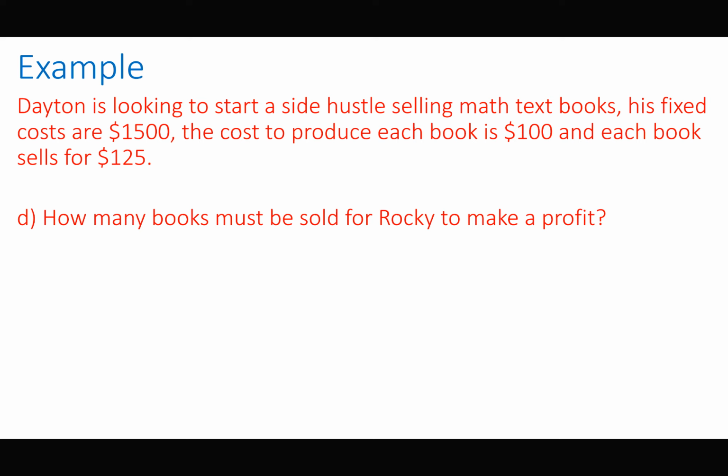Okay, so part D, how many must be, oh, this is supposed to be Dayton. Sorry, Dayton. I recycled this. Last year was Rocky, this year too. How many books must be sold for Dayton to make a profit? So again, our profit function we just found was 25X minus 1,500.